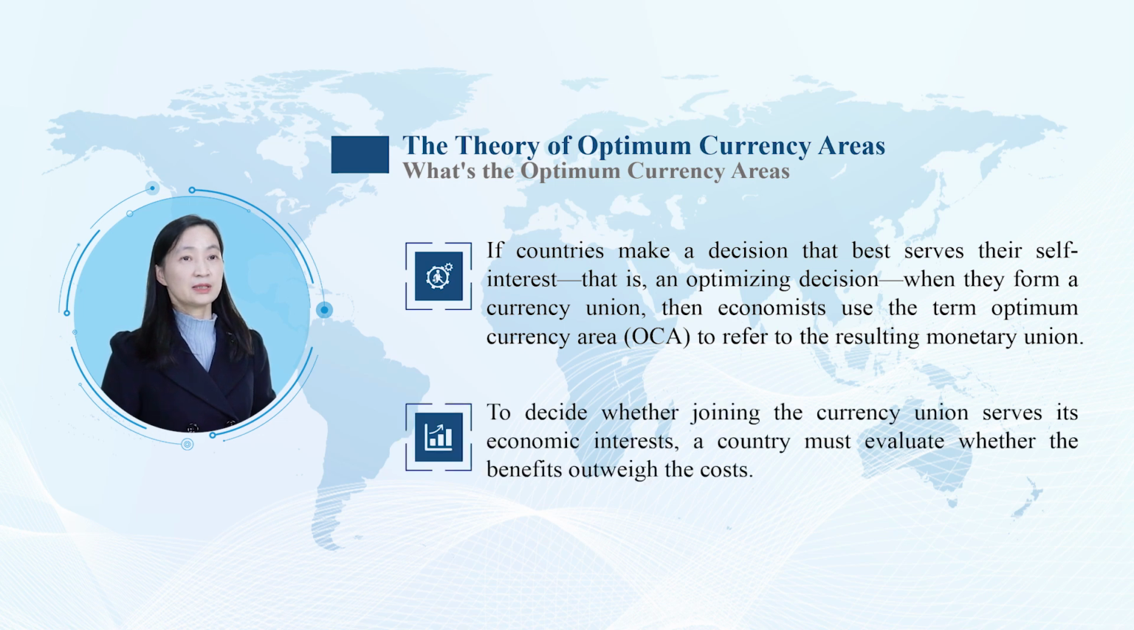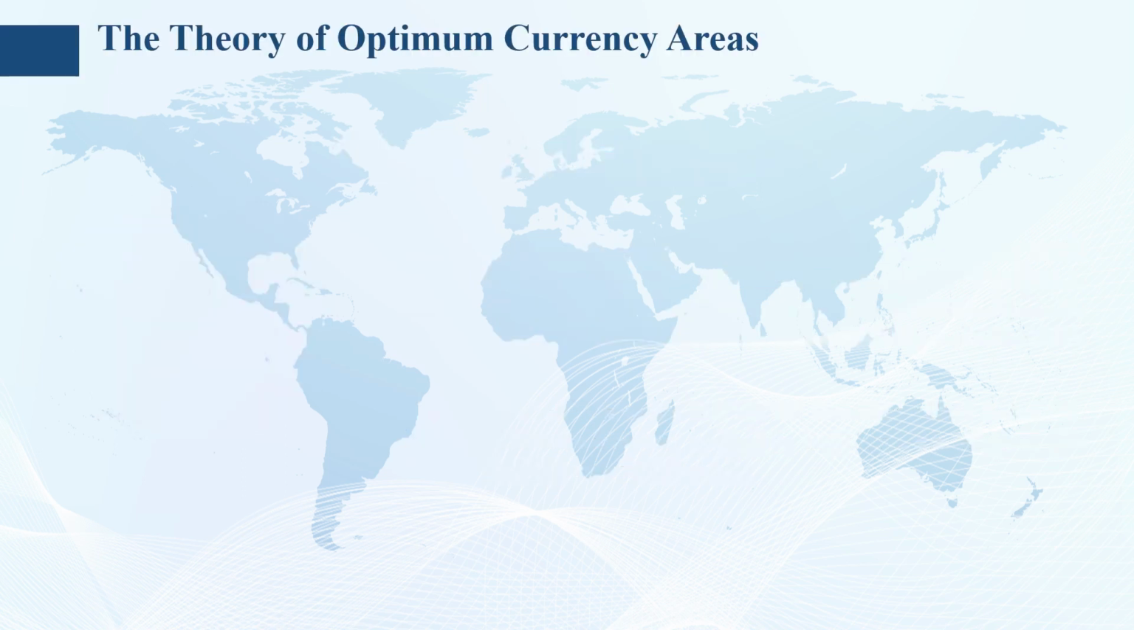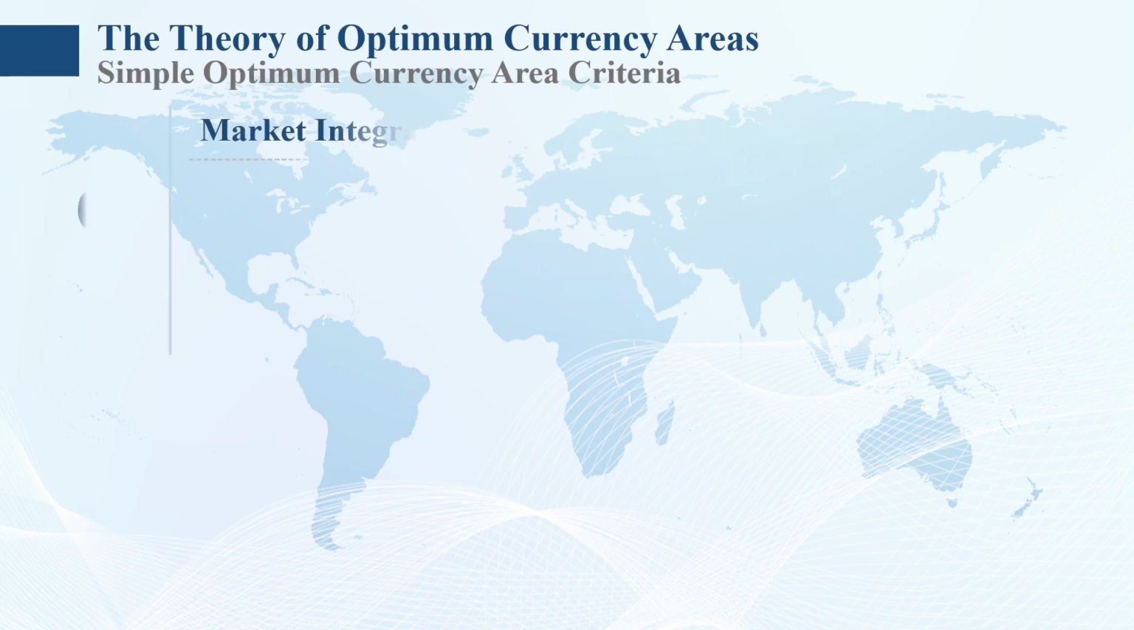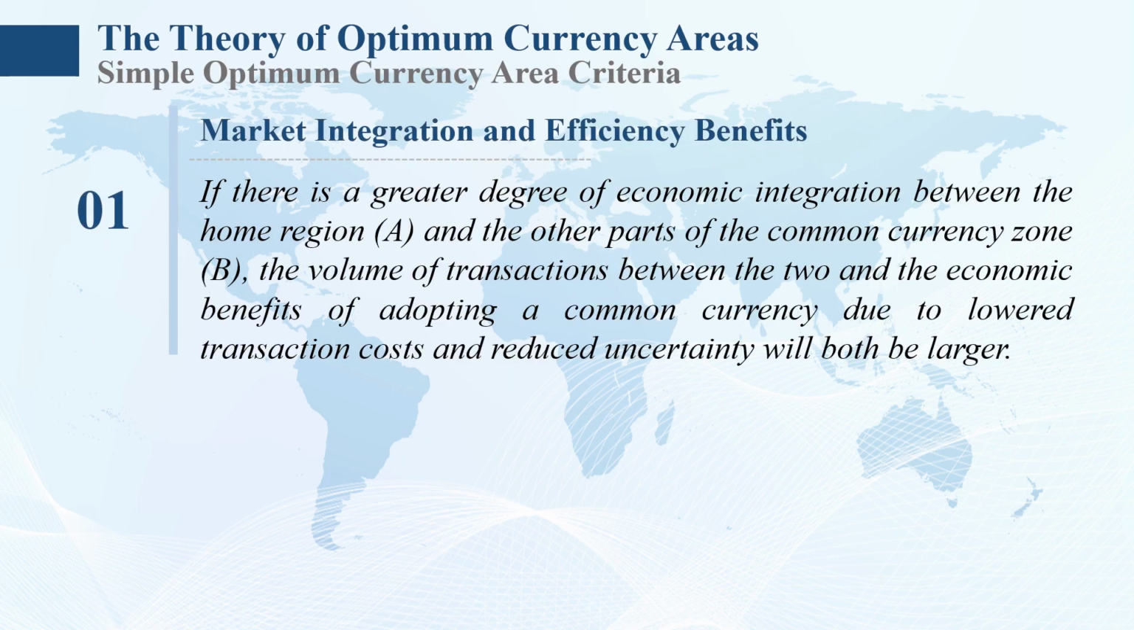A common currency may be more convenient and provide other benefits, but it also has some costs. To decide whether joining the currency union serves its economic interest, home must evaluate whether the benefits outweigh the costs. Two familiar ideas can be applied and extended to the currency union decision. One is market integration and efficiency benefits.